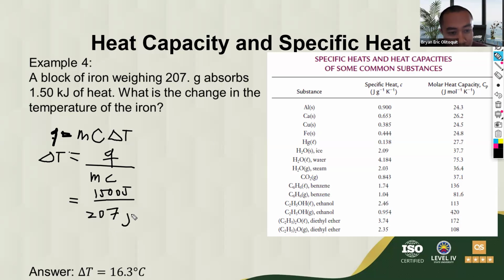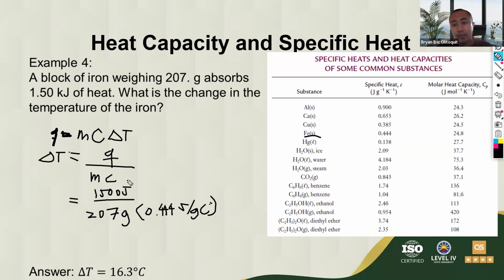207 grams and the specific heat of iron, that is Fe, 0.444 joules per gram Kelvin. Or kung sabi ko nga, pwedeng Kelvin, pwede ring Celsius degree.